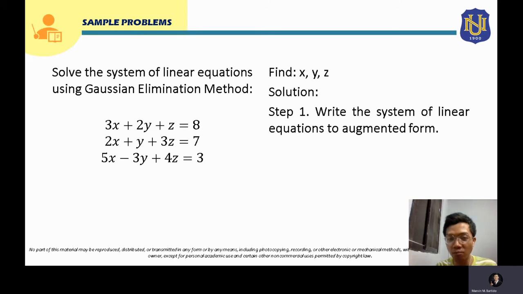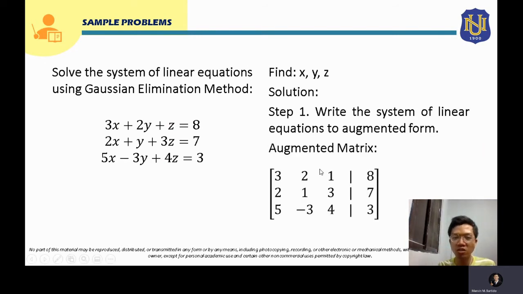For our solution, in step 1, we have to write the system of linear equations in augmented form. So we will rewrite this system of linear equations in augmented form. For the augmented form, we just have to write here the coefficient matrix, and beside this coefficient matrix are the constants. The constants are 8, 7, and 3.